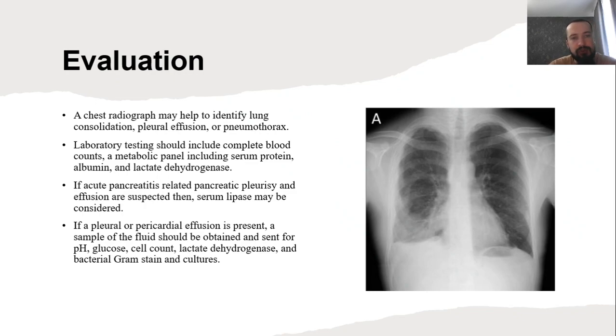Laboratory testing should include complete blood counts, a metabolic panel including serum protein, albumin, and lactate dehydrogenase. If acute pancreatitis-related pancreatic pleurisy and effusion are suspected, then serum lipase may be considered. If a pleural or pericardial effusion is present, a sample of the fluid should be obtained and sent for pH, glucose, cell count, lactate dehydrogenase, and bacterial Gram stain and cultures.